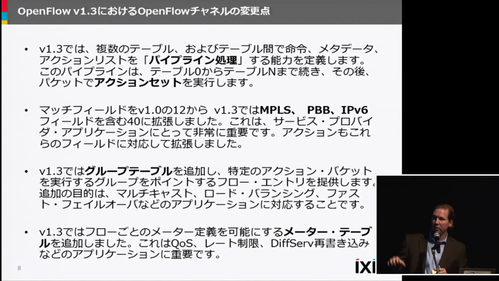And finally, one other change is that meter capability per flow has been added. What a meter can do is essentially rate limit. So this can help you to implement QoS in an OpenFlow network. You can also meter packets going up to the controller. So if you want to implement rate limiting so you're not overwhelming the controller with packet-in messages, you can use a meter and rate limit traffic going up to the controller.